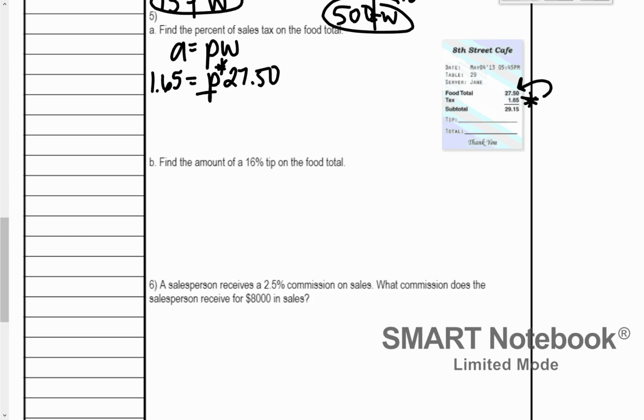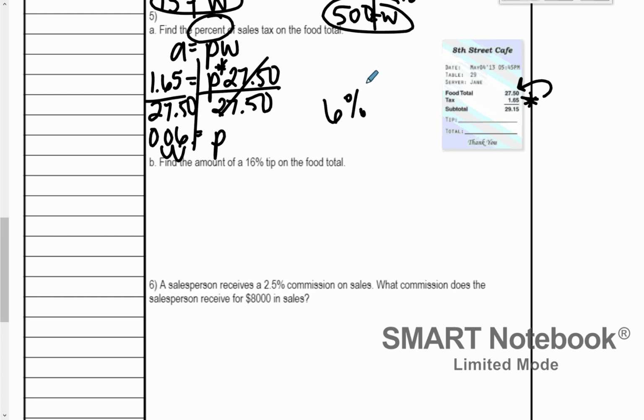So we want to get that P by itself. We divide by $27.50. We can do that in our calculator. We take 1.65 divided by $27.50 to get 0.06. We make that into a percent because we were missing a percent. We move it over twice. That tax was 6%.